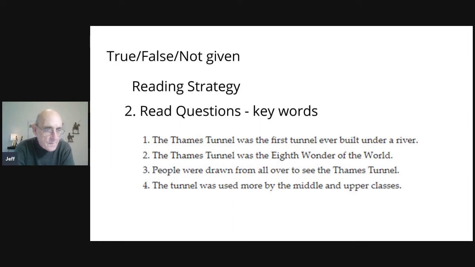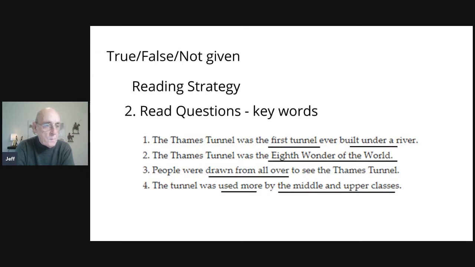So here we have our first set of questions, and we can tell obviously that the topic of this passage is the Thames Tunnel, and we have some information about the Thames Tunnel here in the questions, and we're going to look at what are the most important keywords for giving us clues to finding the information we need in the passage. So the words that I've underlined are some of the keywords that I've just mentioned.